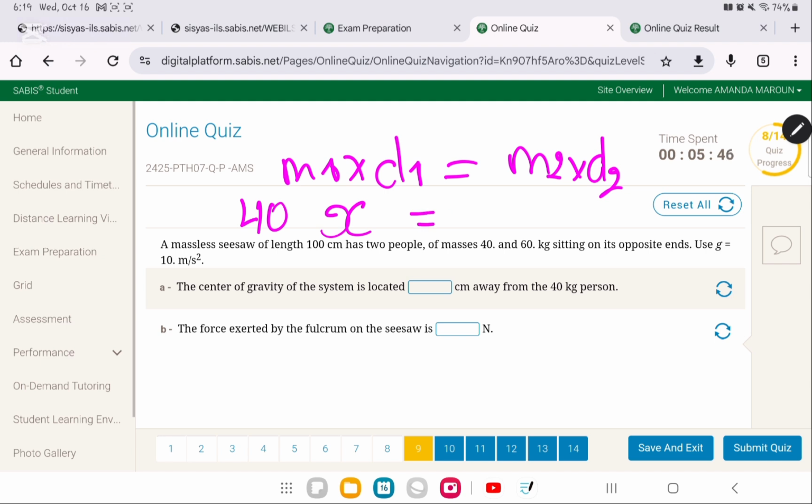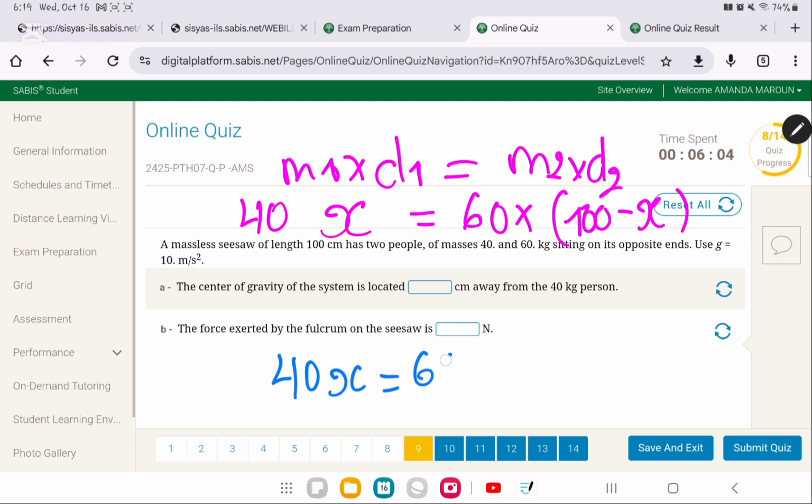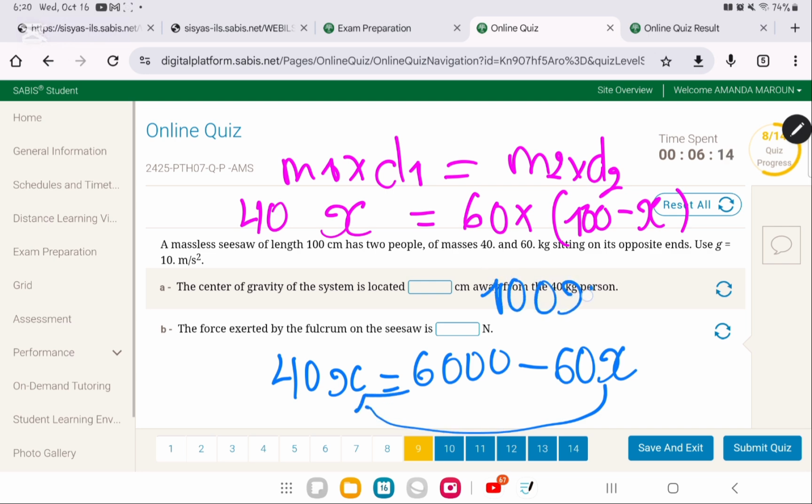Then the mass of the second person is 60, and we called the second perpendicular distance 100 minus x, because again we didn't know what it is, but we know that one is x, so this one will be 100 minus x. Okay, so it becomes 40x is equal to 6,000 minus 60x. If you bring 60x to the other side, you will have 60 plus 40, which is 100x, is equal to 6,000. Okay, so now cancel the zeros. So then x is equal to 60.